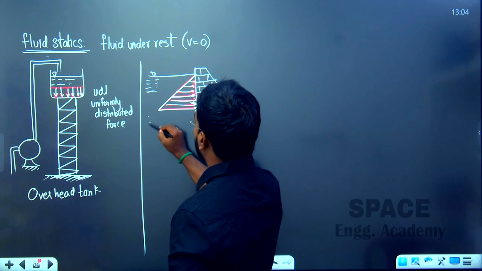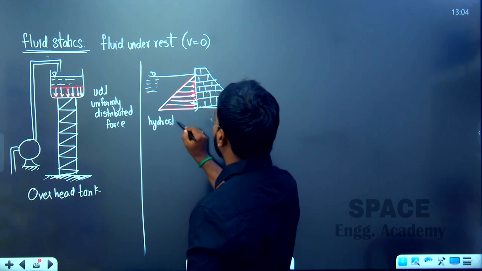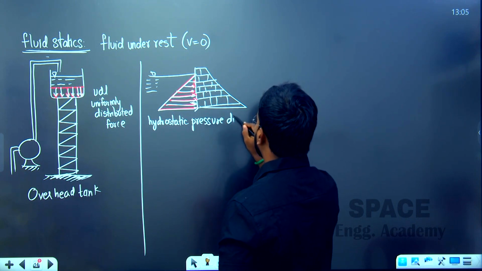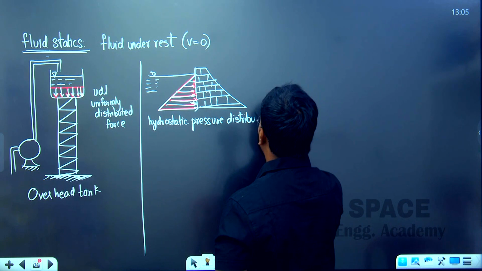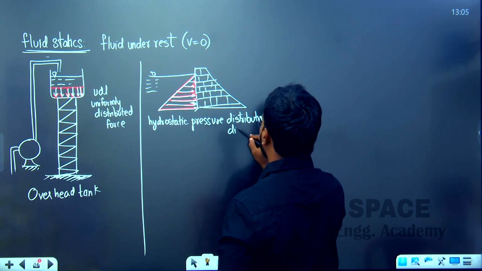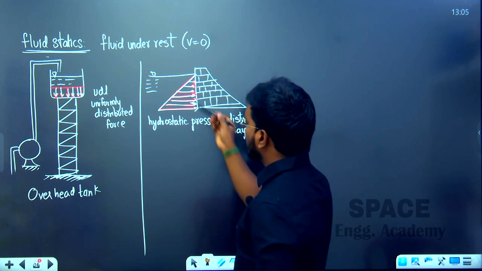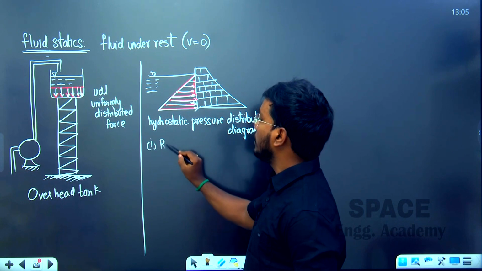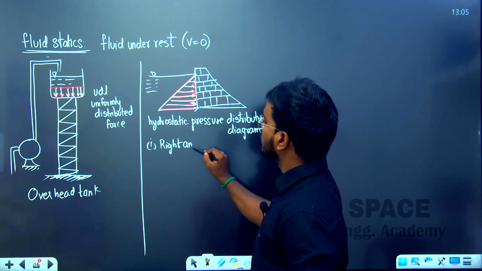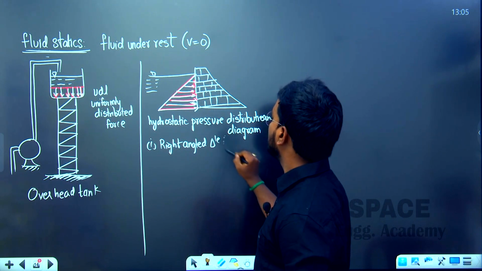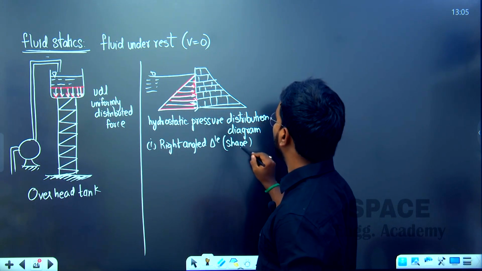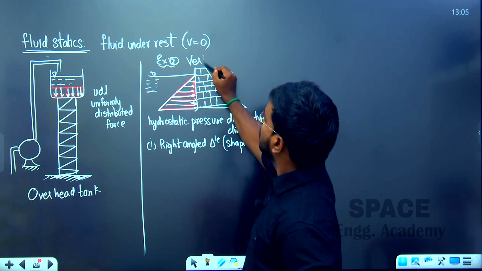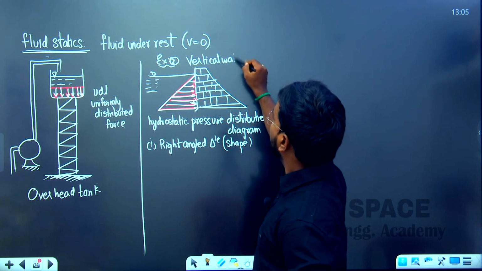The word itself indicates, what is it? Hydrostatic pressure distribution diagram. What is the shape? Can you tell me now? Its shape is a right angled triangle. This shape question could appear: shape of the hydrostatic pressure distribution diagram in a vertical wall of a dam.